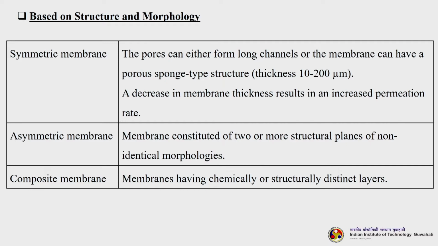An asymmetric membrane is one in which the membrane is constituted of 2 or more structural planes of non-identical morphologies. So, 2 different types of morphologies are fused together to give an asymmetric membrane, and a composite membrane is one which has chemically or structurally distinct layers. Nowadays we usually have ceramic composite membranes in which the ceramic part provides the porous base support, over which we can have a polymeric skin layer in the microfiltration or ultrafiltration range to achieve a desired separation.